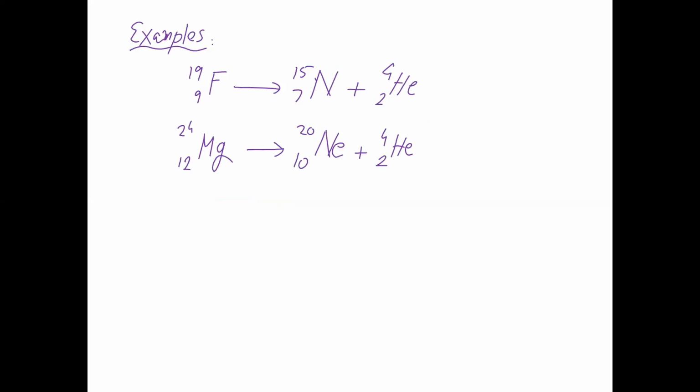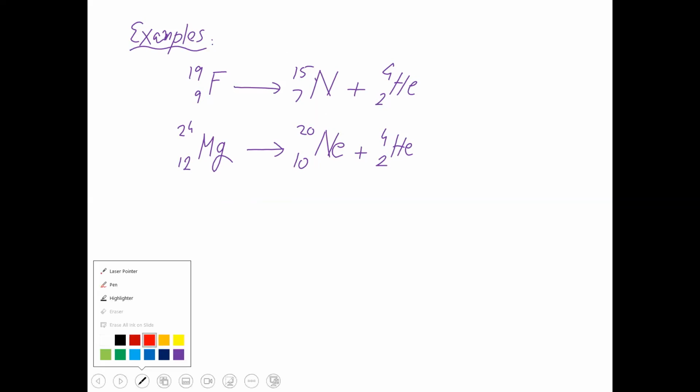Then we had written these examples also. Now, remember that when you say nitrogen 15(7), they are actually isotopes. I think you had written these examples, if I'm right. Yeah.